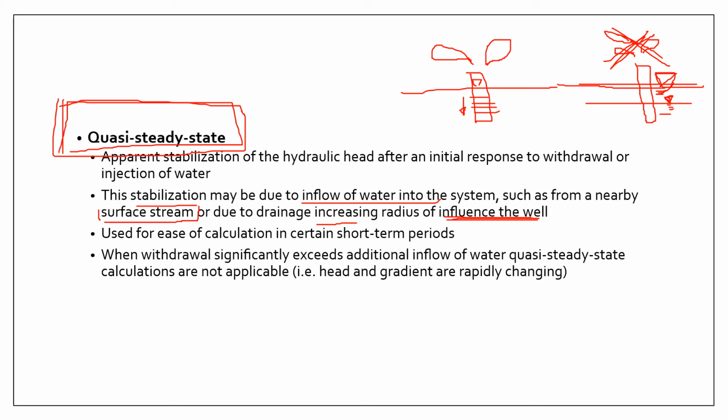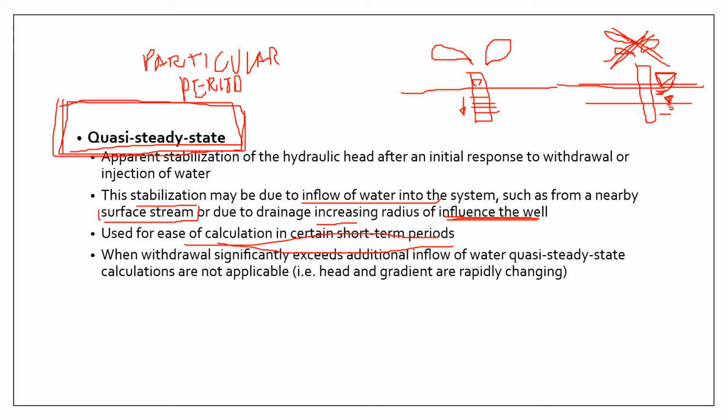So quasi steady state is all about a particular period of time. And the quasi steady state approximation is, of course, very useful for certain calculations, because it simplifies all your calculations.